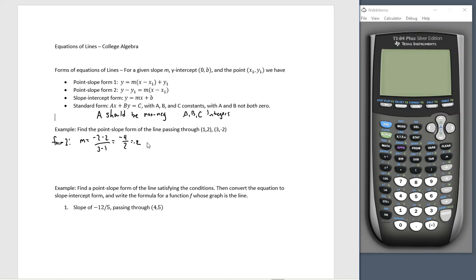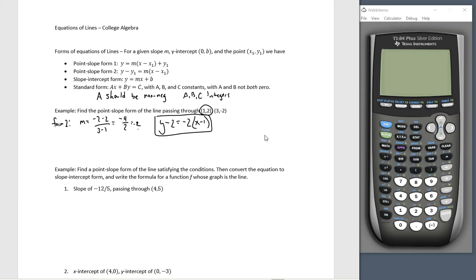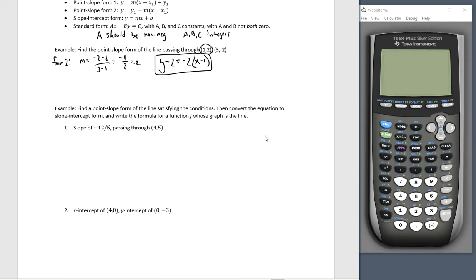Now, if my slope is negative 2, I'm going to use this point as my x1, y1 for two reasons. It's listed first, that's all I need, but also because it has smaller numbers and no negatives. So when I move on to form 2 here, y minus 2 equals negative 2, my slope, times x minus 1. And that's the point slope form of the equation of a line. We don't need to simplify to slope-intercept form until this next example when it tells us to.